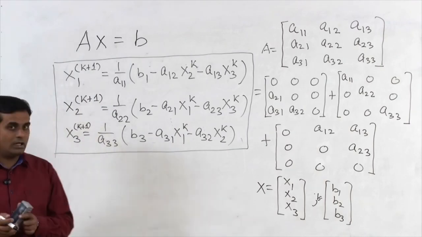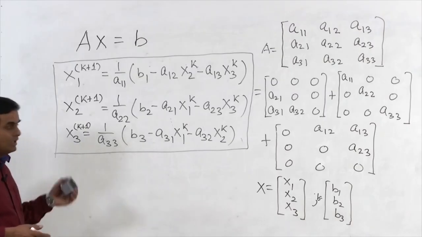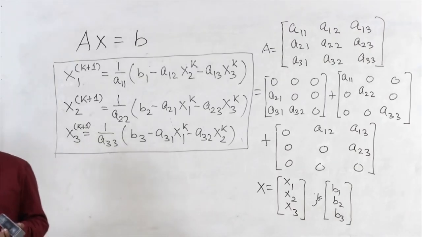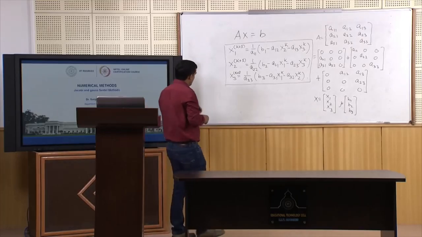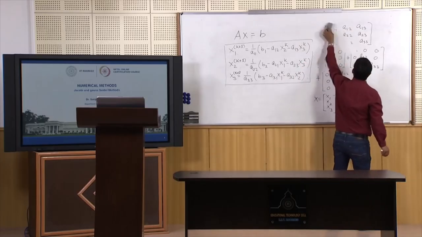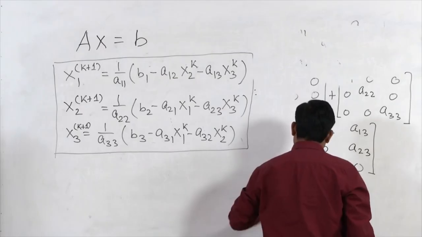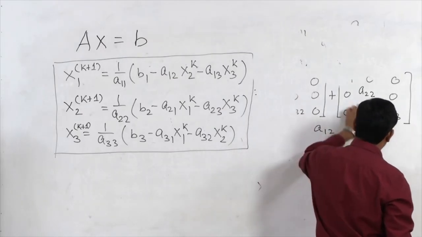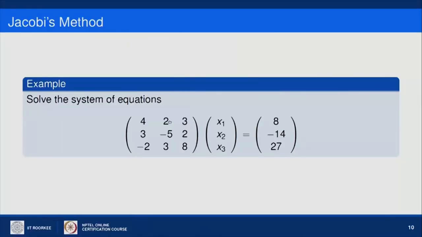So, these three iterative equations can be updated simultaneously to get the iterative values of x in each iteration. Now, I will take an example and I will solve it using the Jacobi iterative scheme. Here, let us take this system of equations. Here I have three equations with three unknowns x1, x2, x3.